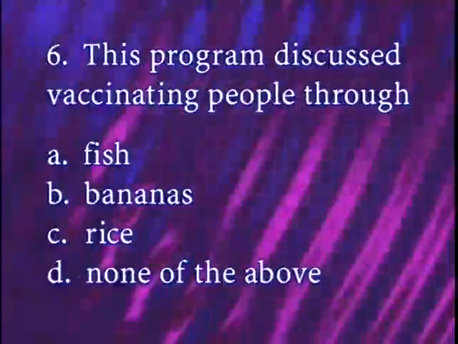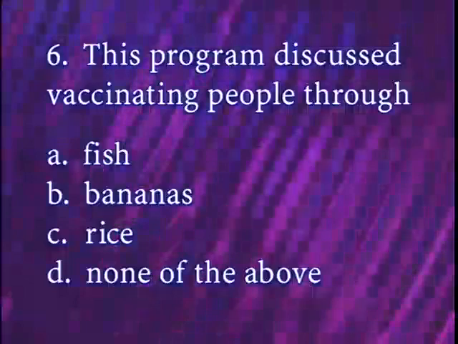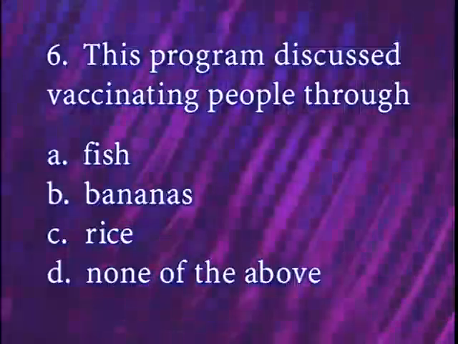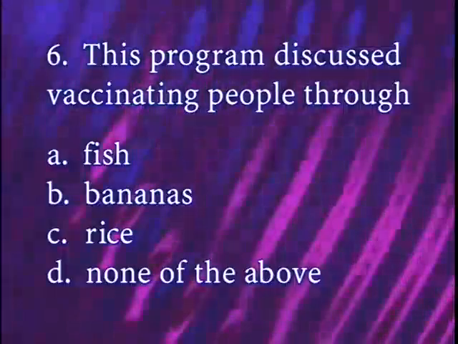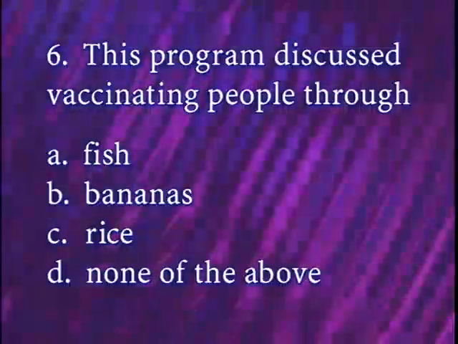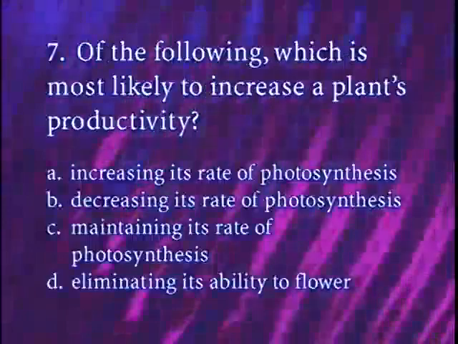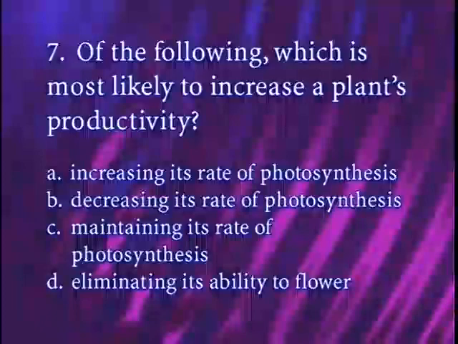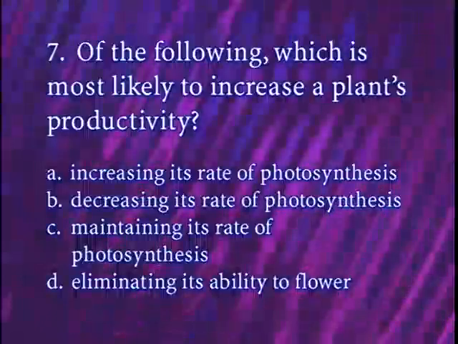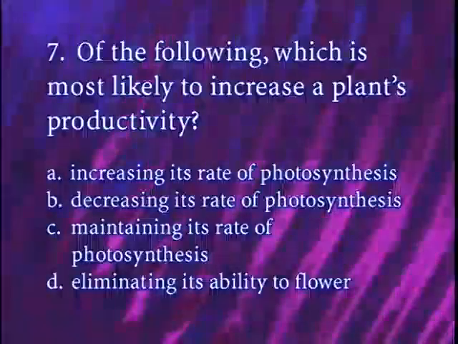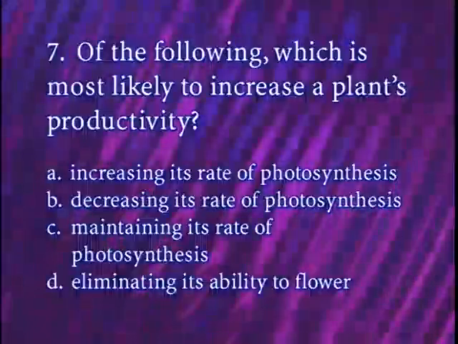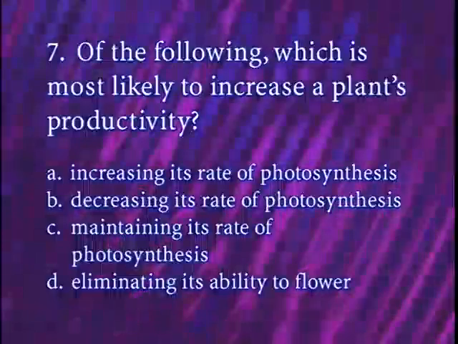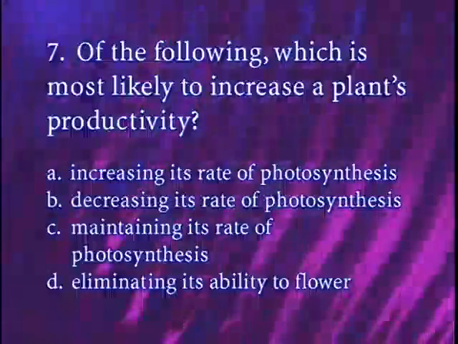This program discussed vaccinating people through A. Fish. B. Bananas. C. Rice. D. None of the above. Of the following, which is most likely to increase a plant's productivity? A. Increasing its rate of photosynthesis. B. Decreasing its rate of photosynthesis. C. Maintaining its rate of photosynthesis. D. Eliminating its ability to flower.